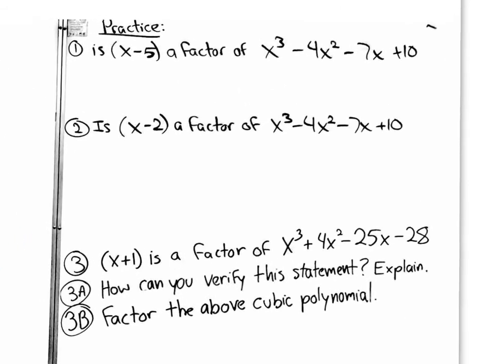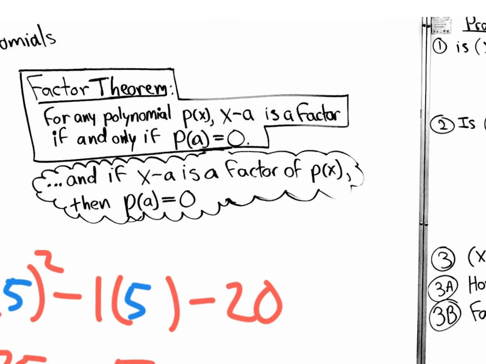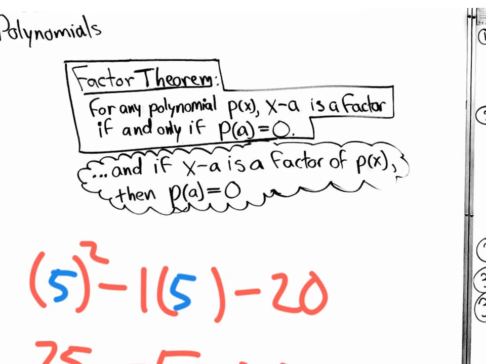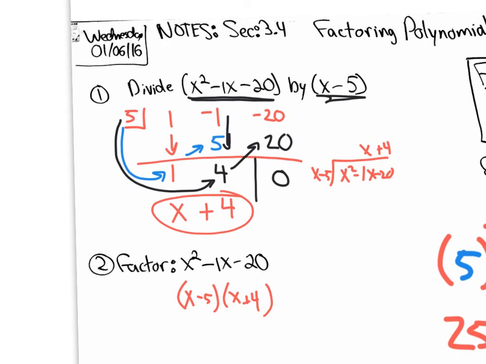So right here it says, is x minus 5 a factor of this polynomial? Okay, is x minus 5 a factor of this polynomial? Well, if we go back to the notes, it says, for any polynomial p of x, x minus a is a factor if and only if, when you plug it in, you get 0 as a remainder, right? And that makes total sense, because if you remember over here, if you're able to divide this by this, you should get 0 as a remainder. So that's where it comes from.